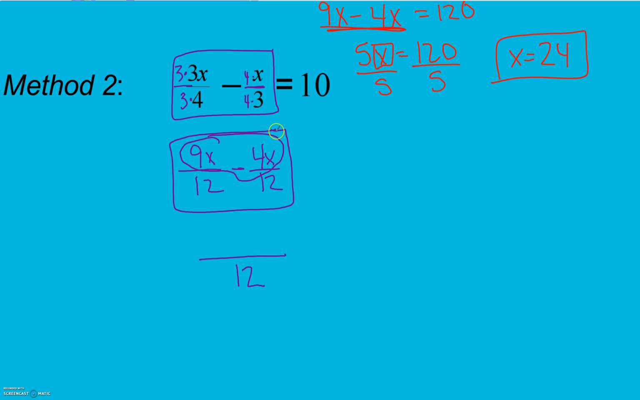9x minus 4x is 5x. We look at what's happening to our variable now because both sides are as simple as we can get them. You can either look at this as being multiplied by a fraction or as two separate things. I'm being divided by 12, which I can get rid of by multiplying by 12. And I'm being multiplied by 5, which I can get rid of by dividing by 5.